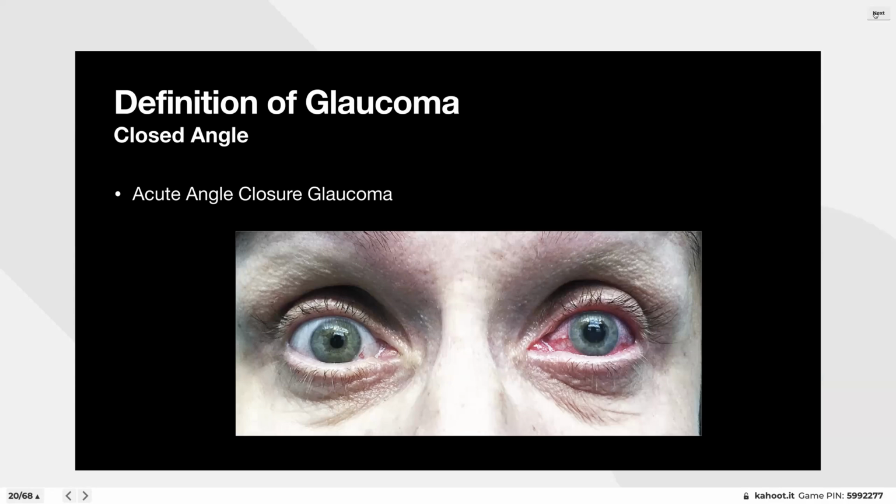So when you're on your emergency rotations or other general medicine rotations, a patient will often be referenced to that scary thing called acute angle closure glaucoma. And that's exactly what we're talking about here. It's that presentation where all of a sudden the angle's closed and the pressures spiked to 60 or 70 millimeters of mercury.